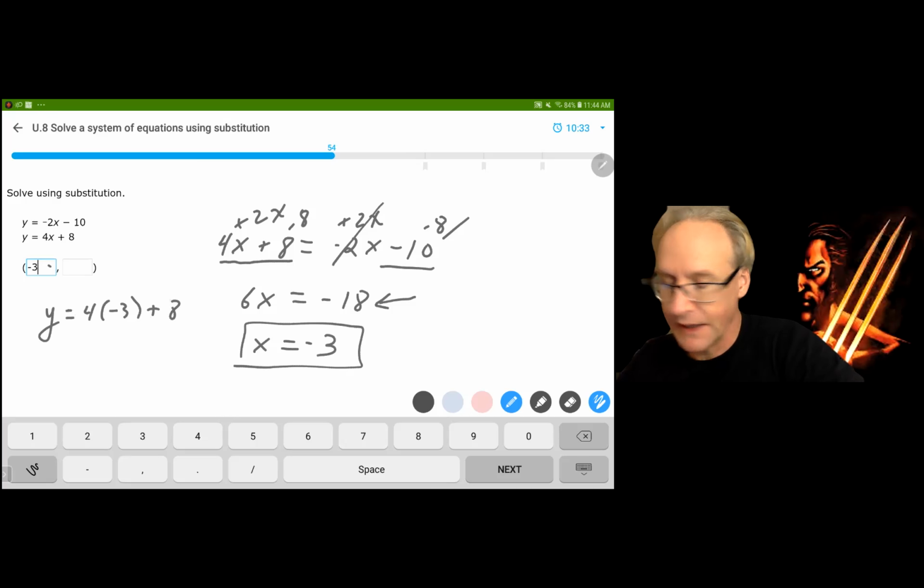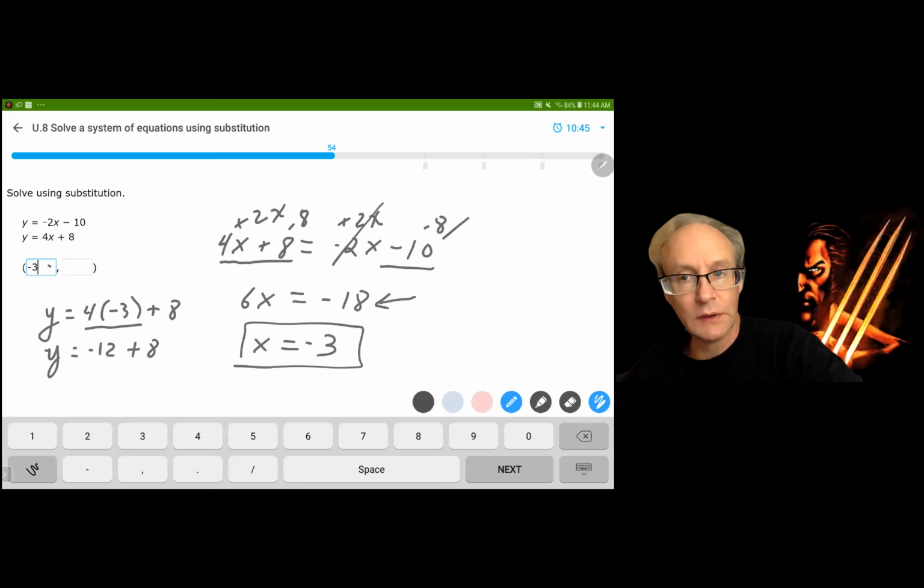This is what I'm doing in my head. I'm substituting the negative 3 in and multiplying it. And of course, when I add negative 12 plus 8, the rule is who won? The negatives win by 4.